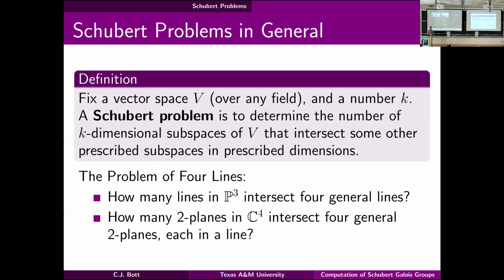So first of all, I slightly lied to you. When I mentioned the problem of 4 lines, we were really in projective 3 space, not in real 3 space. It's okay. So the question should have been phrased, how many 2-planes in C^4 intersect 4 fixed general 2-planes, each in a line? So that's how you would recast our problem of 4 lines into this language of what we would expect a Schubert calculus problem to be.